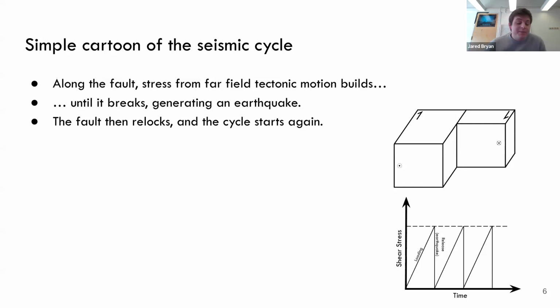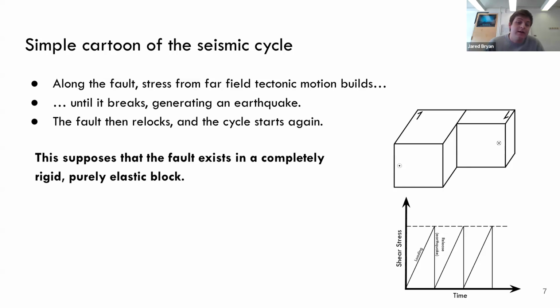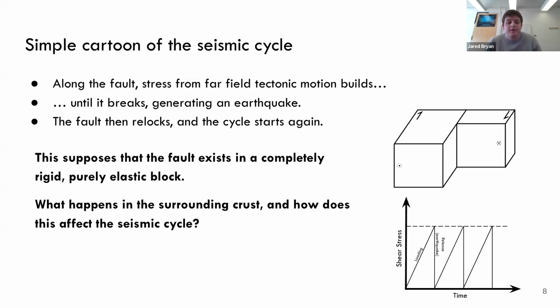It might be nice if we had a repeatable, simple seismic cycle like that. But of course, this makes many, many approximations. In particular, it supposes that this fault exists in a completely elastic block, so rheologically, it's very simple. The question that I want to center this talk on is, what is happening in the surrounding crust, and how does this rheological complexity or heterogeneity in the surrounding crust affect the seismic cycle?